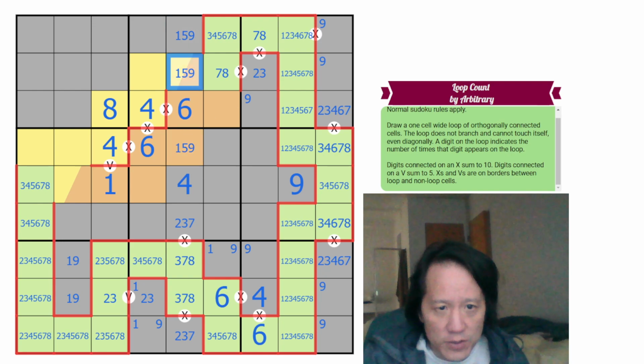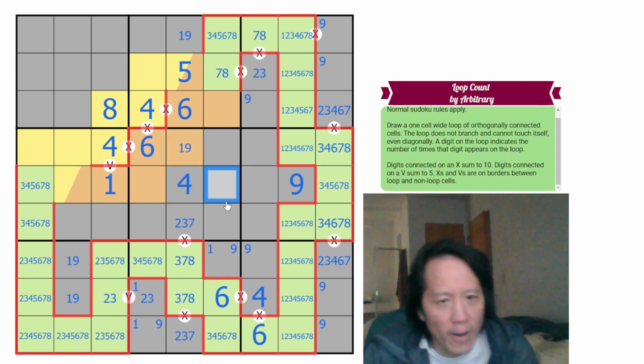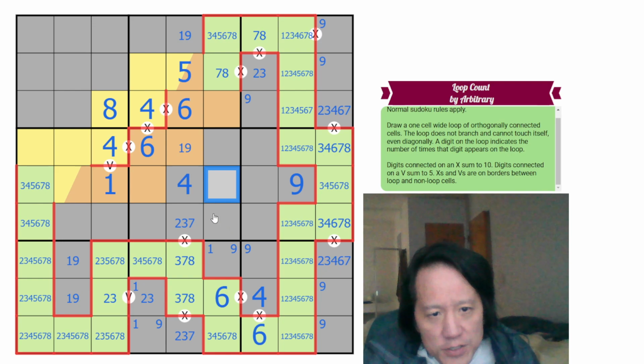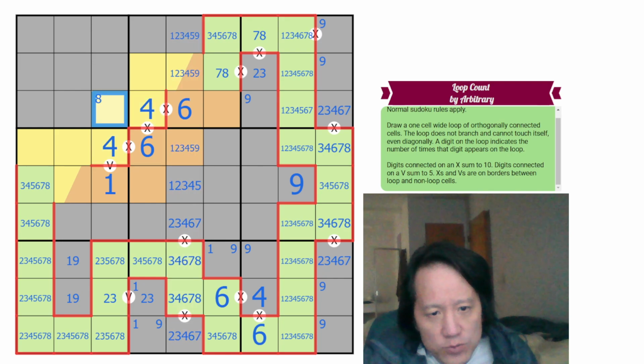This has to be on the loop. It cannot be 1 or 9. So this has to be 5. This all seems kosher. Okay. So this would be a 4 if these are 4s. What happens if we have the 2 and 3?